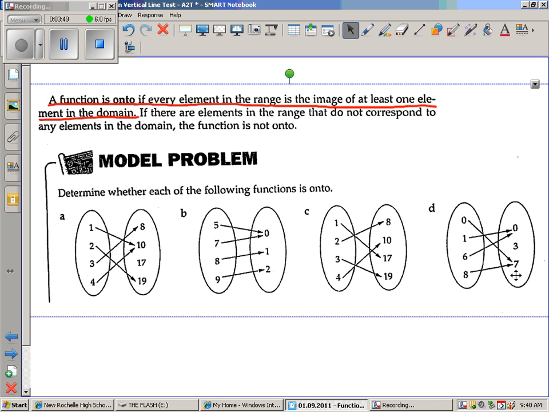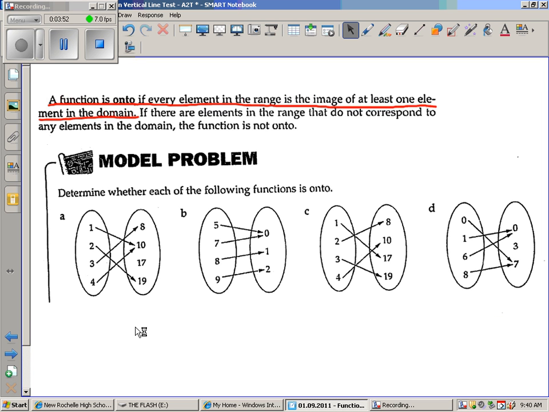Take a look. Is A onto? Yes or no? No, because of 17. It's not onto. How about B? Yes. Okay. How about C? How about D?